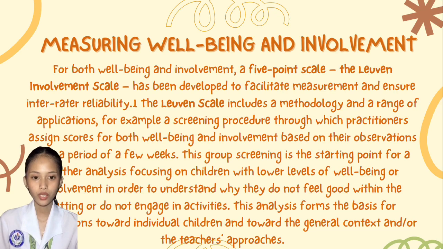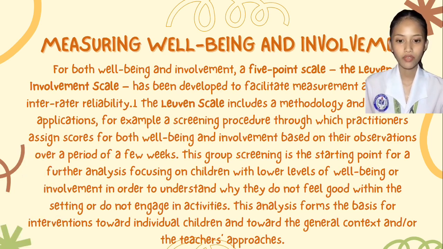Next is measuring well-being and involvement. For both well-being and involvement, a 5-point scale, the Leuven Involvement Scale has been developed to facilitate measurement and ensure inter-rater reliability. The Leuven Scale includes a methodology and a range of applications. For example, a screening procedure through which practitioners assign scores for both well-being and involvement, based on their observations over a period of a few weeks.